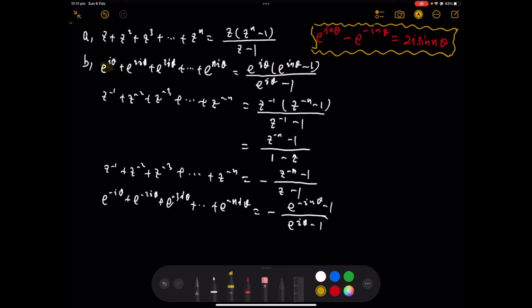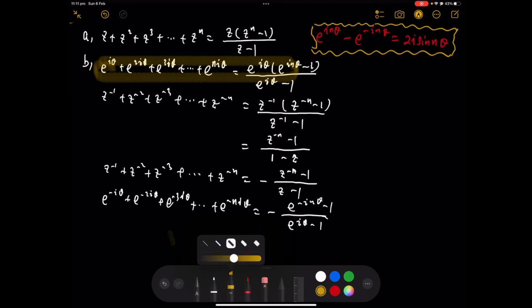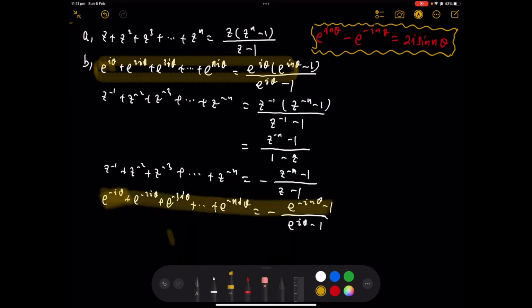Okay, so the two expressions I made, I'm going to highlight. One is this one, which I'm going to highlight in yellow, which you can see is the e^(iθ) expression. And another one is this one, the e^(-iθ) expression. I'm going to subtract these two expressions. So I call the first expression sentence one, and the second sentence two.